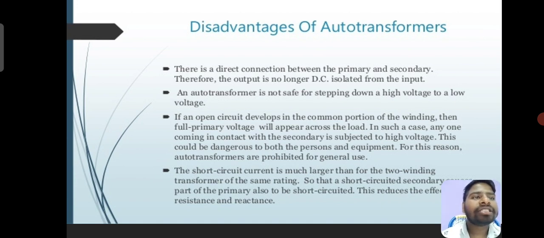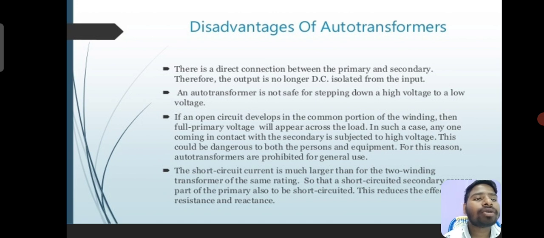These are the disadvantages of auto transformers. There is a direct connection between the primary and secondary, therefore the output is no longer DC isolated from the input. An auto transformer is not safe for stepping down from a high voltage to a low voltage. If an open circuit develops in the common portion of the winding, then full primary voltage will appear across the load. In such a case, anyone coming in contact with the secondary is subject to high voltage.